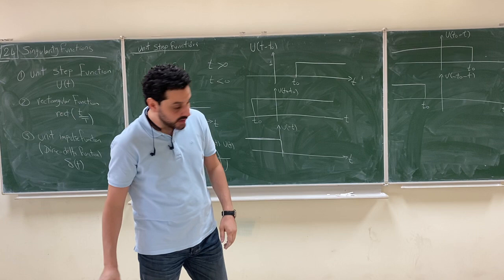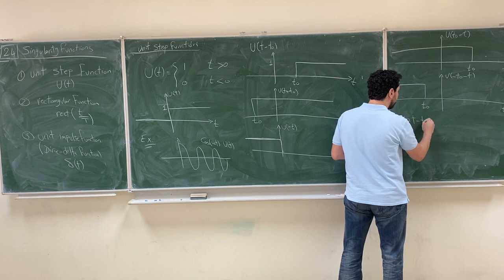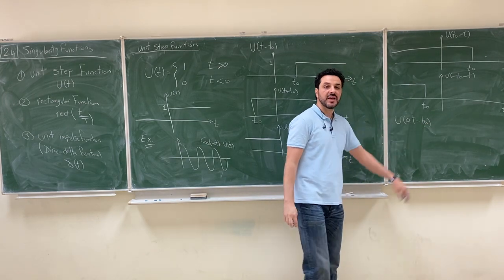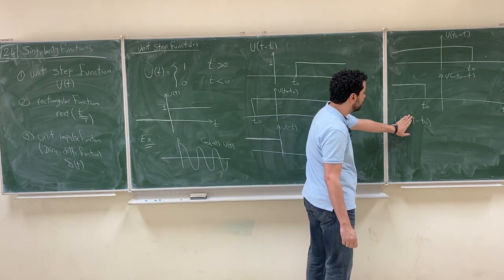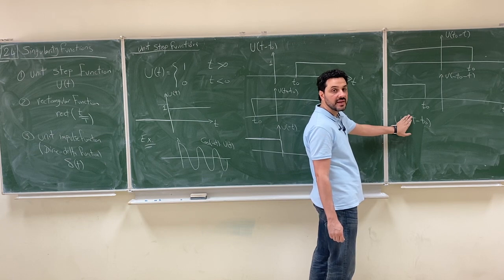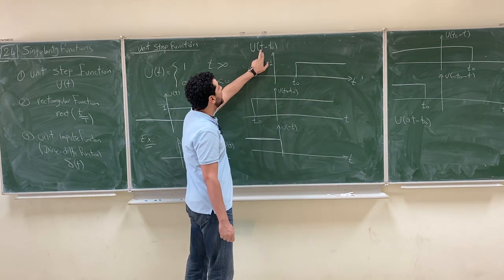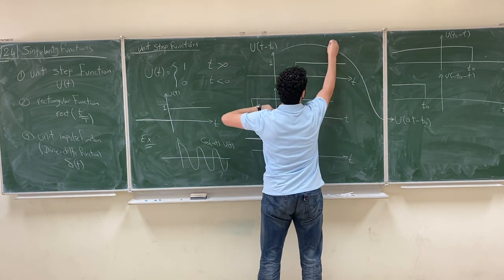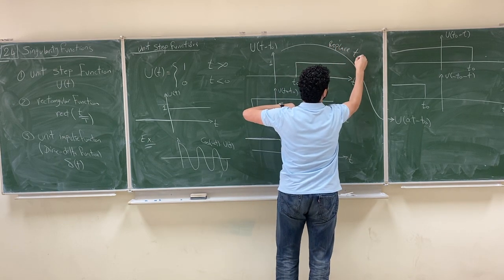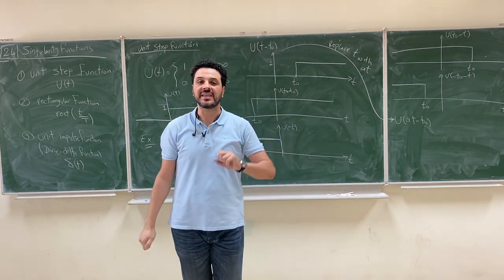If I want to represent u of at minus t naught, how can I represent this? So I multiply t here by a. This is similar to u of t minus t naught, but I replaced t with at, right? I did the scaling. So you can start from u of t minus t naught, and when you replace t with at, what will happen is there will be a time scaling, right?